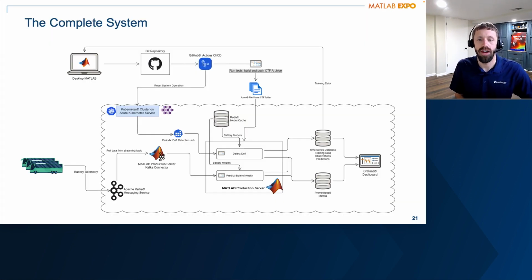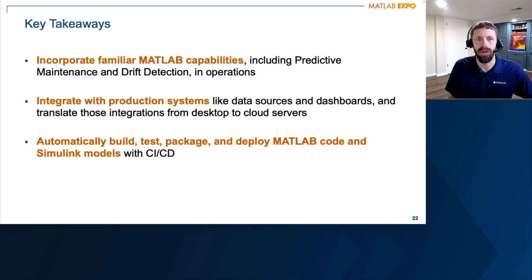Combined, the state of health prediction and drift detection form the heart of this production system for battery state of health estimation. In creating such a system, we were able to incorporate some familiar MATLAB capabilities like predictive maintenance and drift detection into an operational system back-ended by MATLAB Analytics. We also integrated MATLAB with a bunch of different operational systems like data sources and dashboards, and we translated those integrations from the desktop to cloud servers.